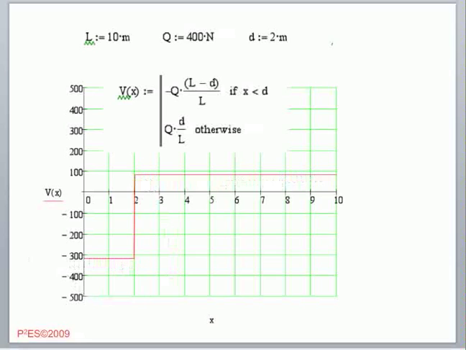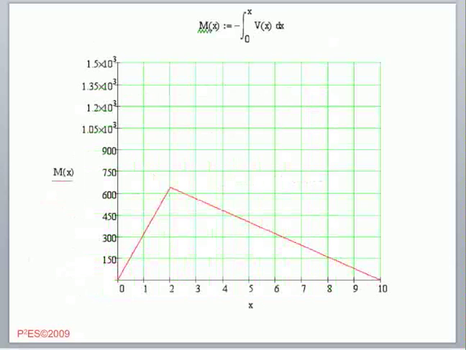From that, I can take the moments, and the moments are shown here. I just took the moment, which is the integral of that once again, and I get straightforwardly this nice triangular shape, concentrated with the maximum at 2 meters.